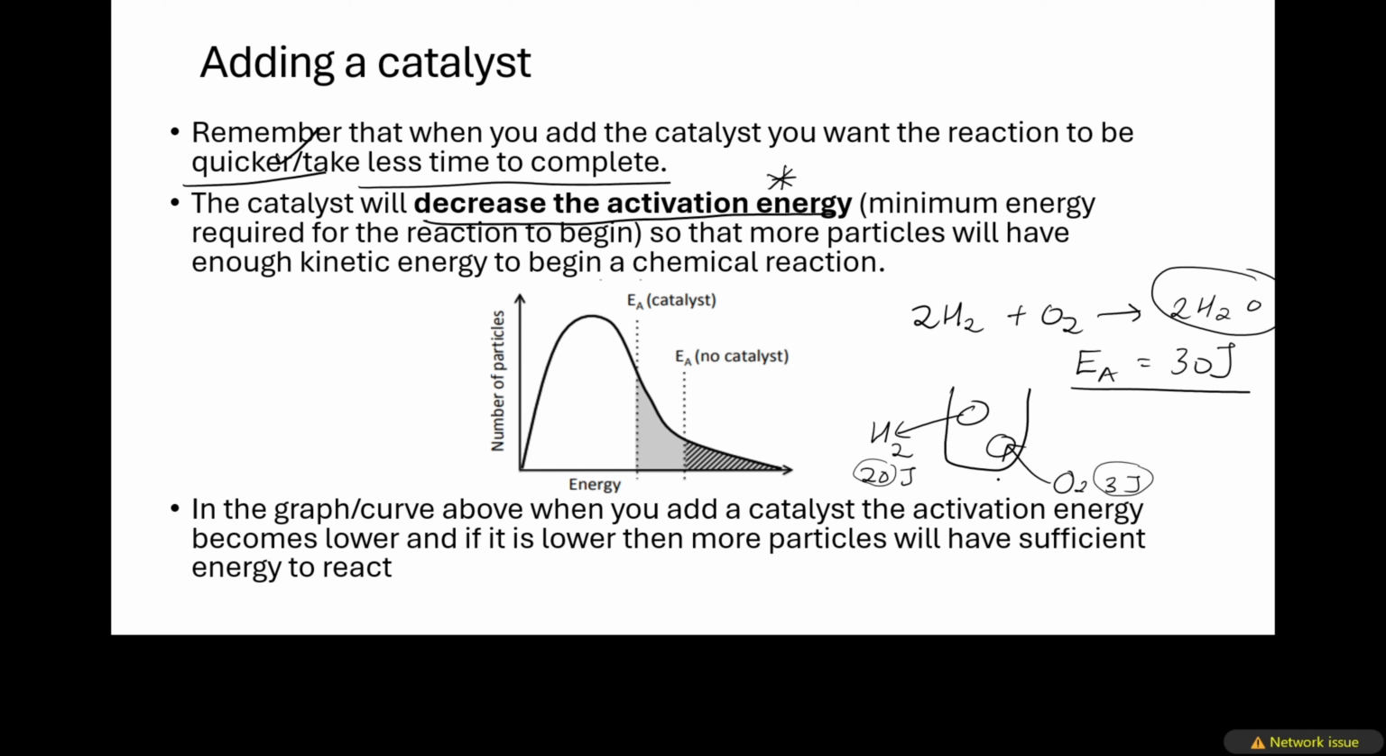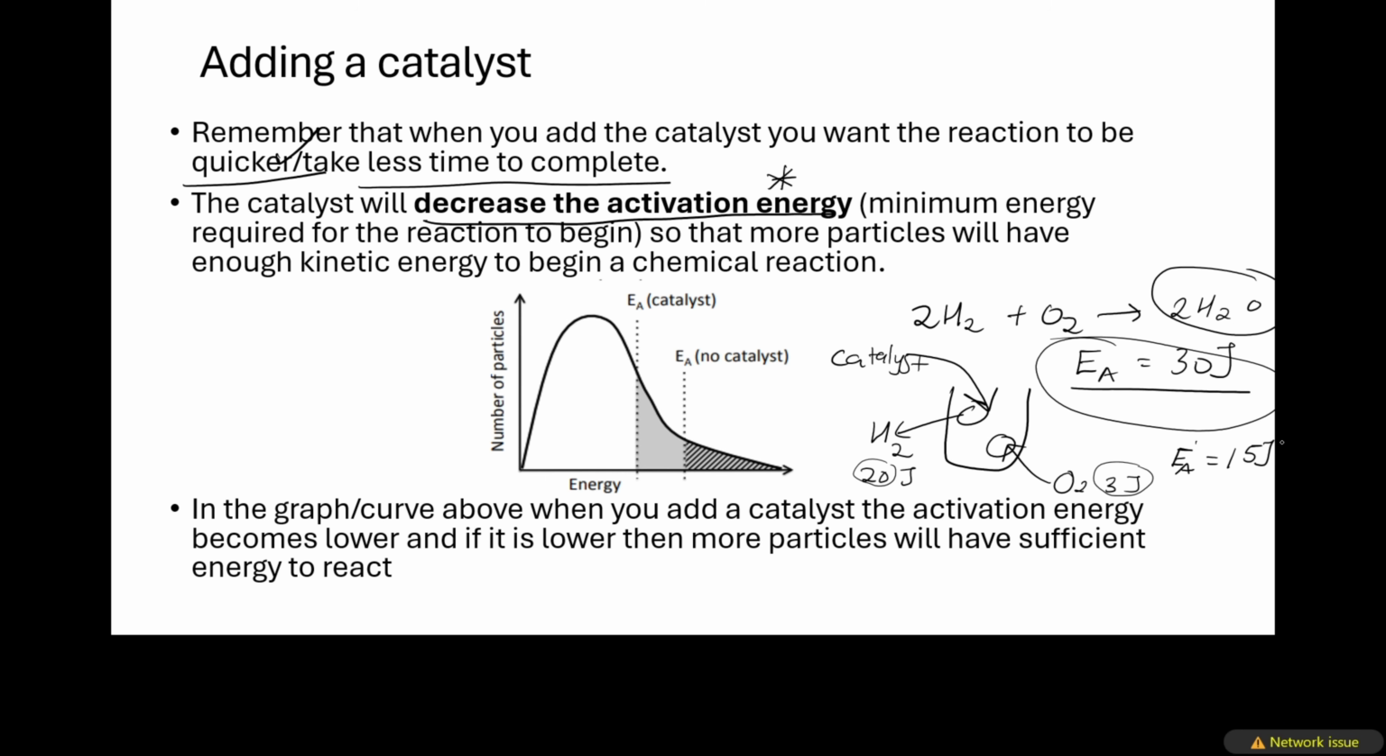So when you add a catalyst, let's say you add another chemical here, which is your catalyst, the chemical that will speed up the reaction. How does it do that? It will decrease this minimum energy required. You find out that the minimum activation energy required for the formation of water will now be something like 15 joules.